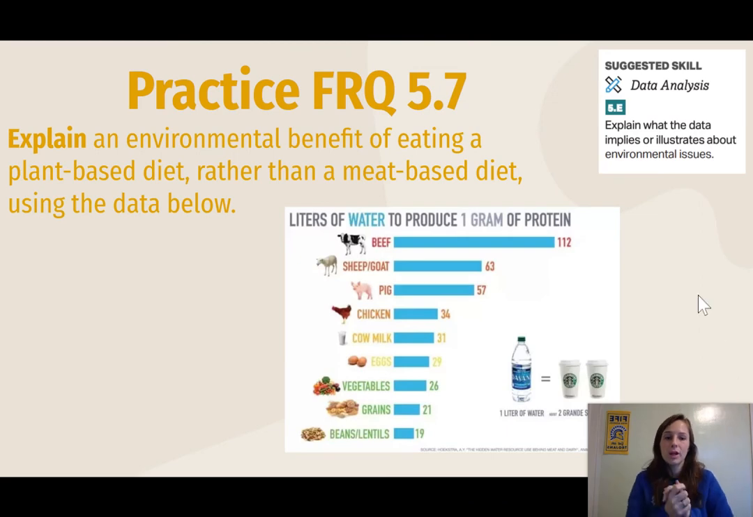So for your practice FRQ, you're going to practice the suggested skill of data analysis based on this that I just showed you with the liters of water that is needed to produce 1 gram of protein. For practice FRQ 5.7, I want you to explain an environmental benefit of eating a plant-based diet rather than a meat-based diet using the data below. So that'll be your practice FRQ for 5.7, and those were your notes on 5.7 for meat production.